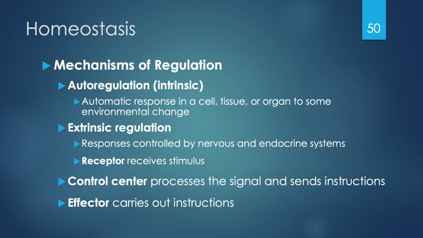The control center is going to be the site that processes the signal and then sends instructions back out to the peripheral area to respond. And the effector is what is affected by the control center. So the effector is effectively carrying out the instructions from the control center.